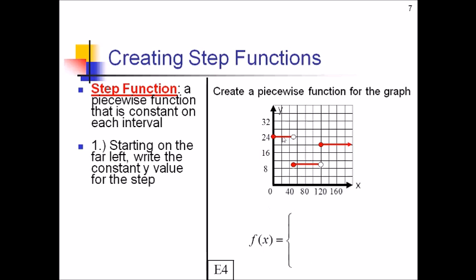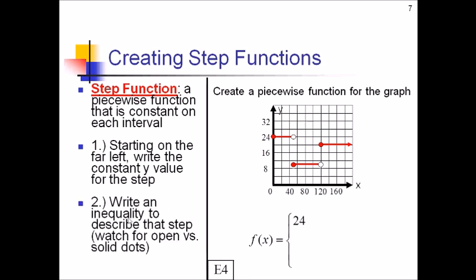My first rule is just going to return the constant value 24. And then to go with each of my rules, I need to write an inequality that describes that step. Got to be careful with the open versus solid dots when you do your inequalities. So this rule is going from 0 to 50, including 0, but not including 50. And we're going to use standard inequality notation here. So we'll use 0 less than or equal to x less than 50. For some reason, they never use interval notation in piecewise functions.